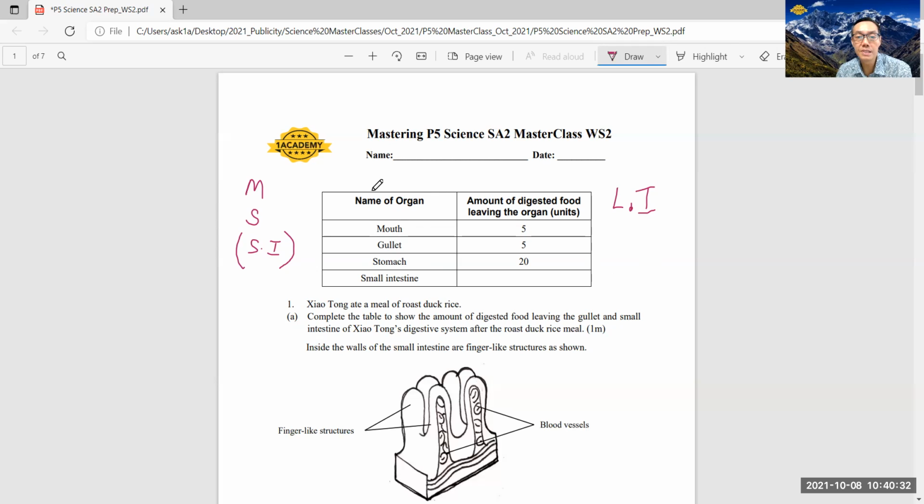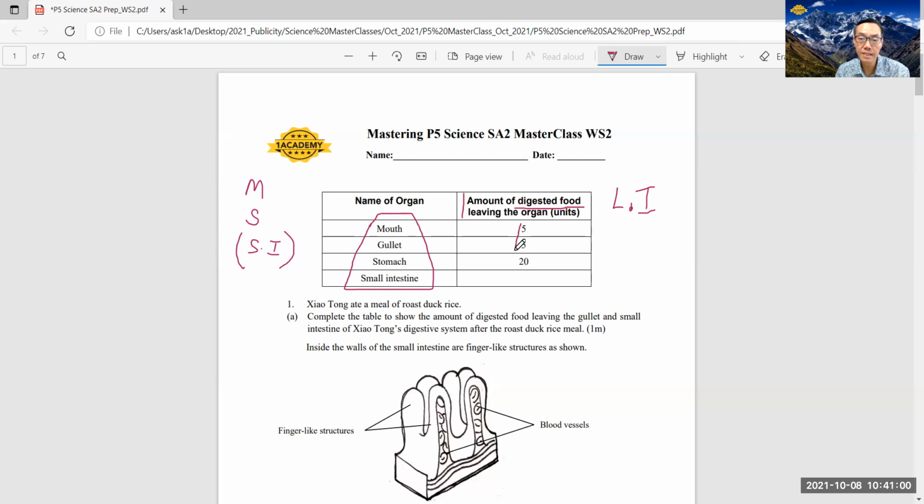So can you see in this section here, the names of the organs? As you can see, all these organs are in the digestive system. And this part is the amount of digested food. So can you underline this part? Digested food leaving the organ. Leaving the organ means there's 5 units of this from the mouth going to the next organ.